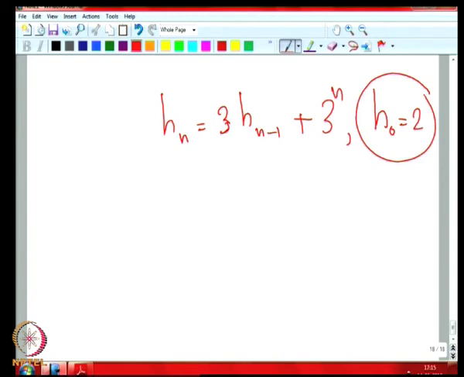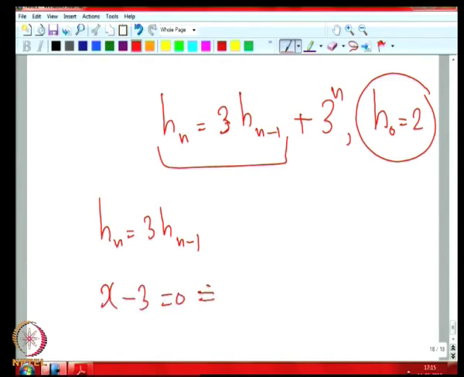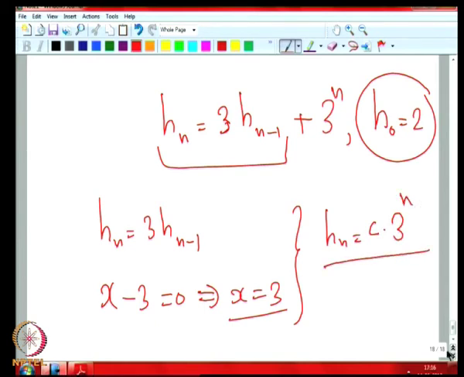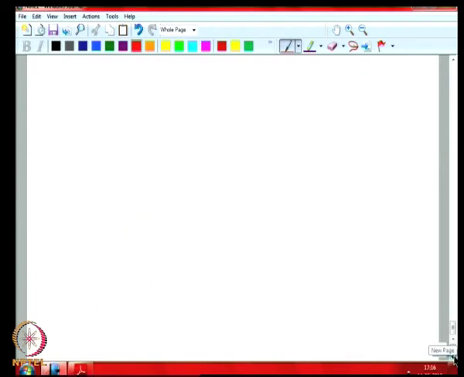Now for the particular solution, first we take the homogeneous part, that means hn equal to 3 into hn minus 1. We write the characteristic equation x minus 3 equal to 0, solve it, that means x equal to 3 here. So, now we infer that the general solution for this is hn equal to c times 3 raised to n for any constant c, this is the general solution.